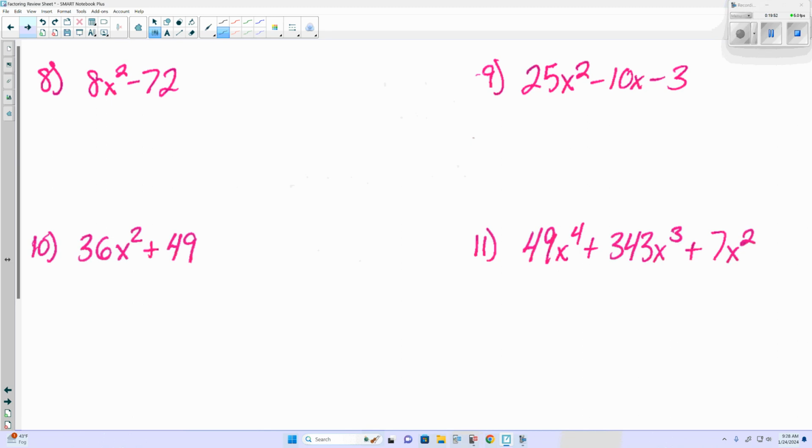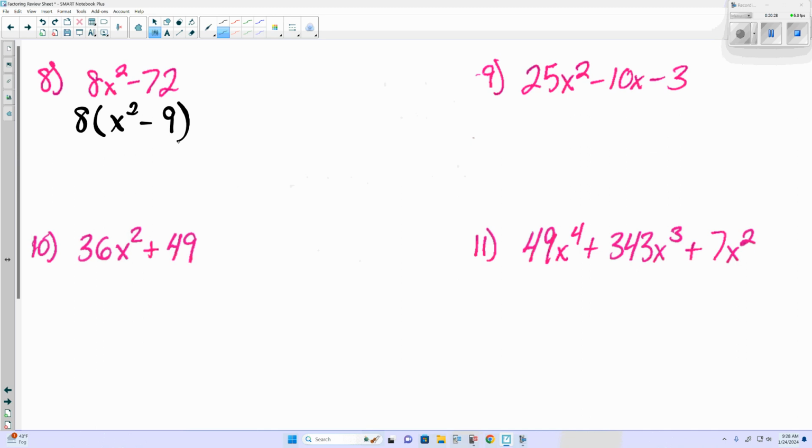The next one I want to look at is number 8, 8x squared minus 72. Again, the first thing we should always be looking for is the greatest common factor. It is 8. 8 will go into both 8x squared and 72. Because if we factor 8 out of 8x squared, we're left with x squared. If we factor 8 out of 72, we get 9.